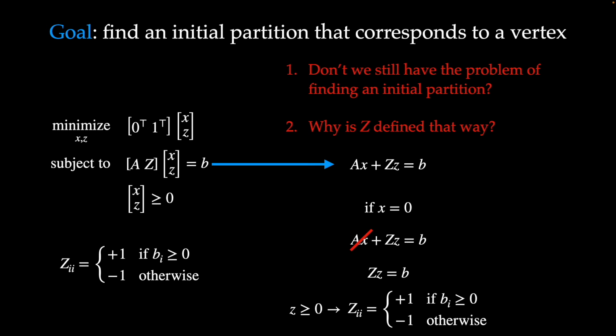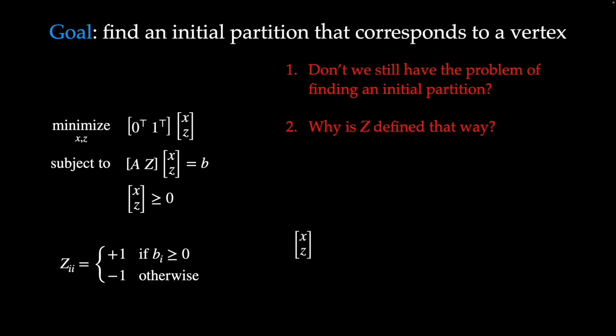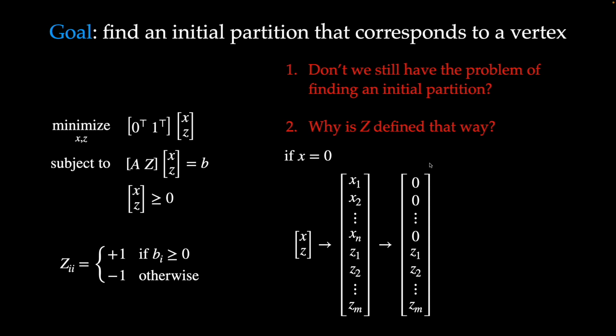Now we still have this first question. Don't we have the problem of finding an initial partition? How do we know an initial partition to solve this problem? Well, if we look at this auxiliary vector here, [x; z], then if we just write everything out, what we'll have is n components of x and m components of z. But notice here that if x is equal to 0, what we have is just n zeros stacked on top of the m z's. And this, it turns out, is actually a valid initial partition to this auxiliary linear program.